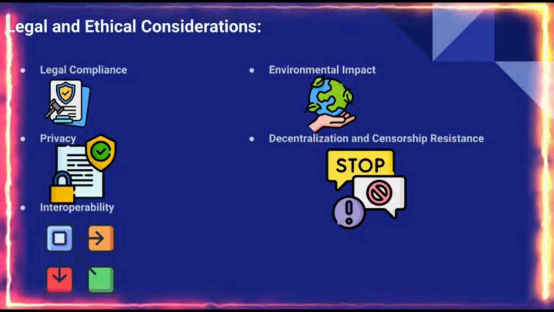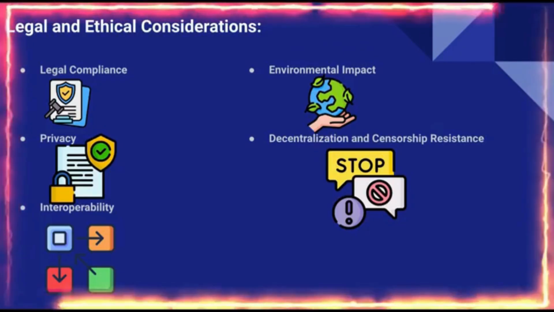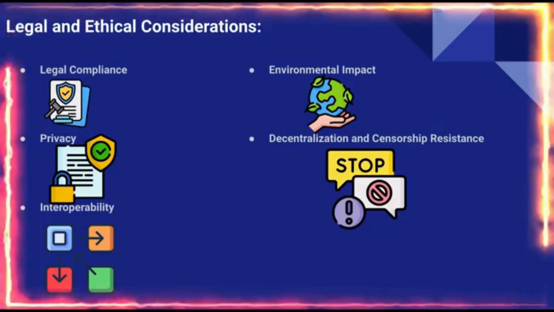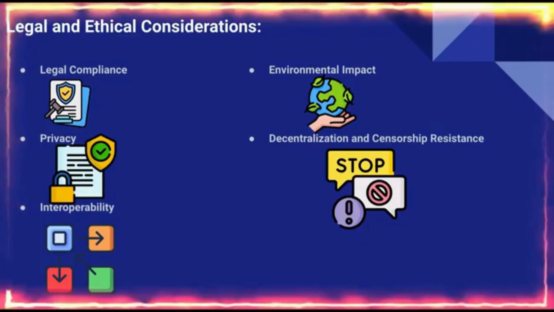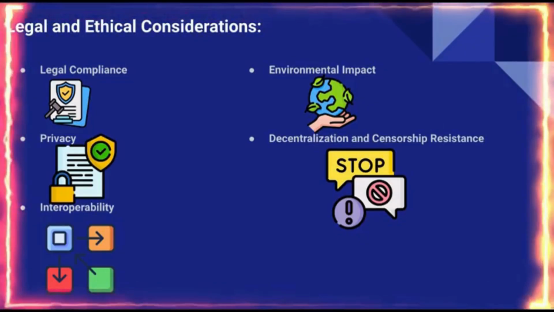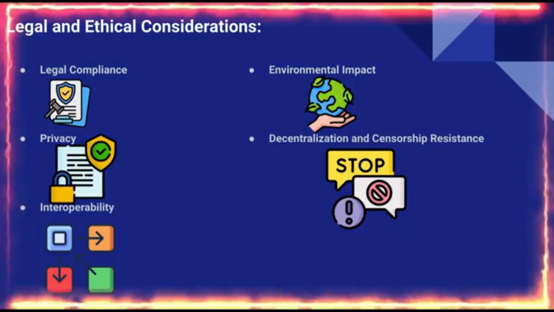Interoperability. Ensuring that different blockchains can communicate and share data ethically and securely is important for the overall health of the blockchain ecosystem. Environmental impact. The energy consumption of some blockchain networks, especially those using proof-of-work consensus, raises ethical questions about environmental sustainability.